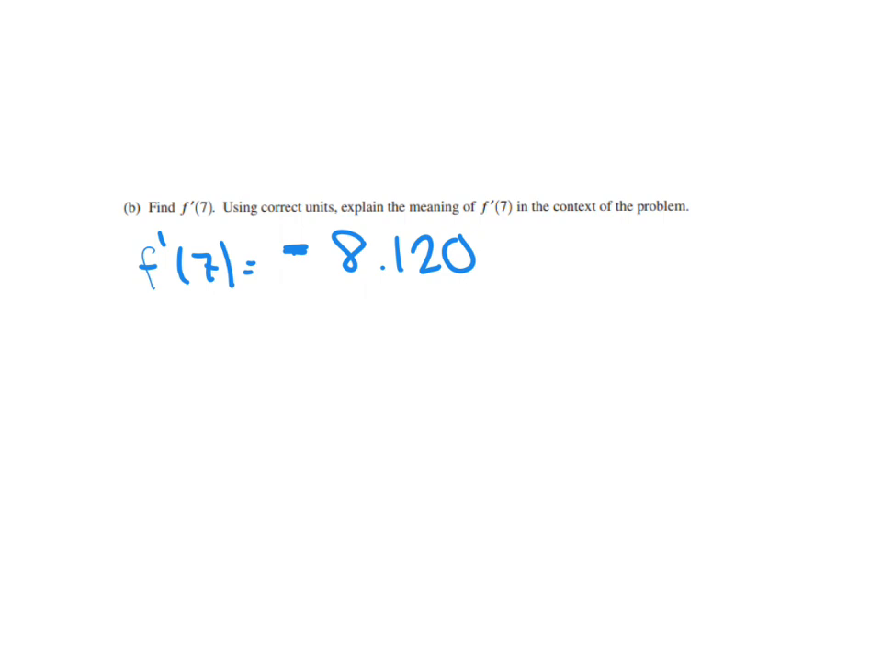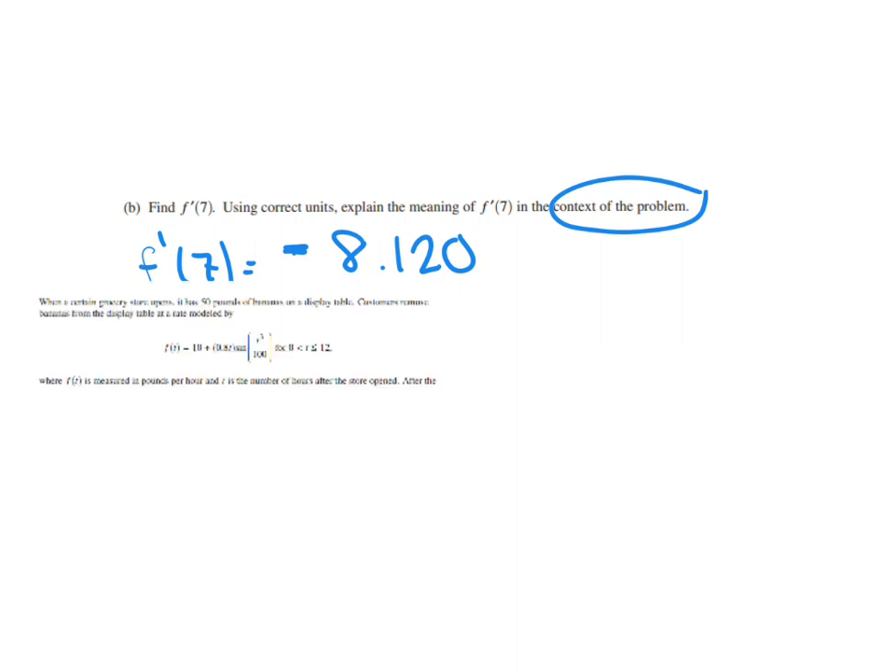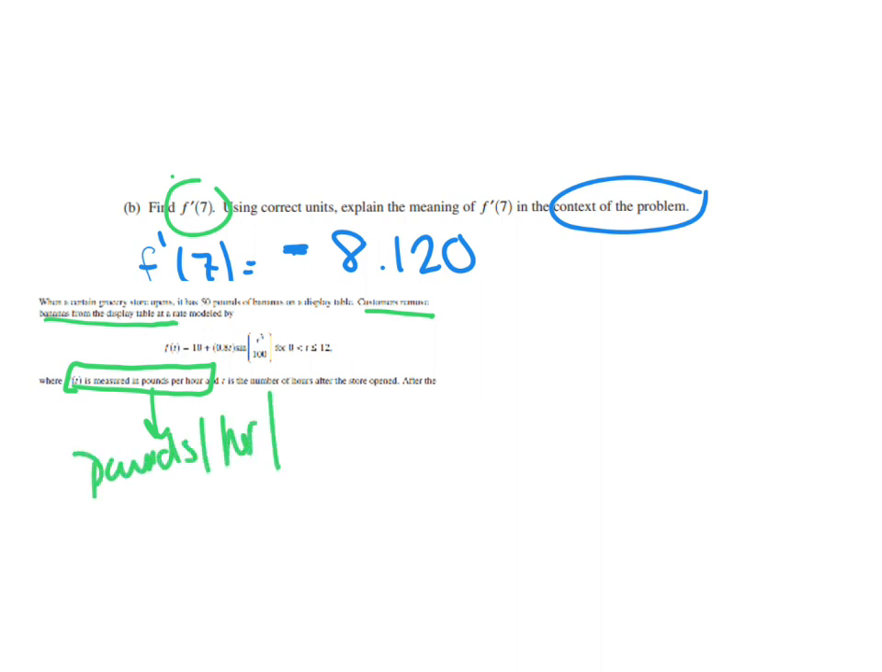The rest of the points are coming from this main question here, where it says, using correct units, explain the meaning of f prime of 7 in the context of the problem. So we need to explain in the context of the problem. So if you go back to that description of f, and let's reread this together. This is customers removing bananas from the table, so your sentence should talk about that. And this f of t was measured in pounds per hour. So let's think about what we just did. We took a derivative. What are our new units going to be? Pounds per hour per hour.